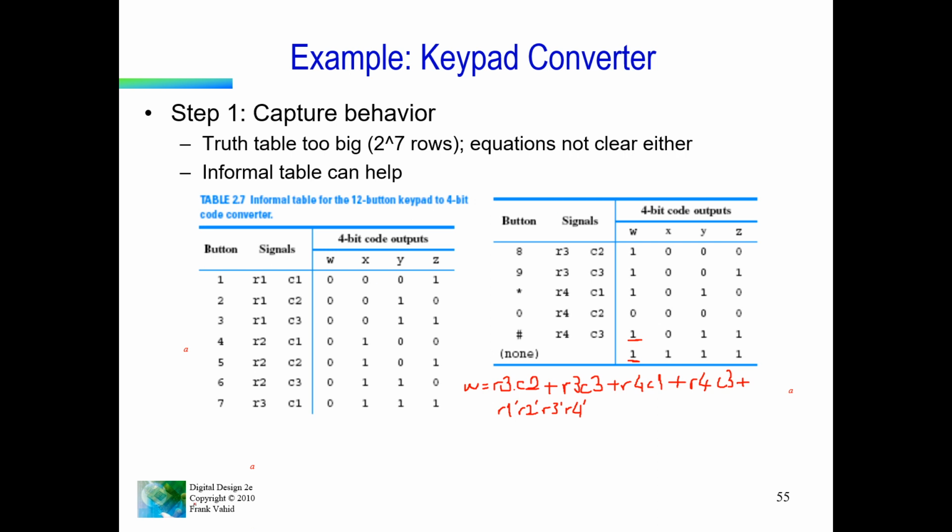So a better design would require, instead of 4 variables, we could use the primes of the columns, because I know that if C1, C2 and C3, if all the column variables are 0, this means that none of the buttons are pressed. So when none of the buttons are pressed, C1, C2, C3 will be 0 and W will be 1 as desired by this truth table.